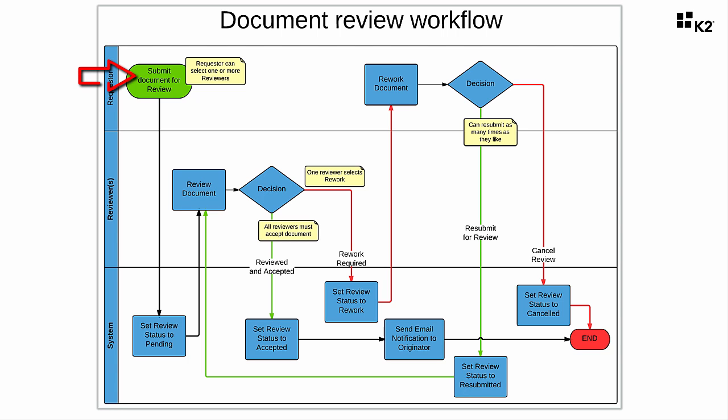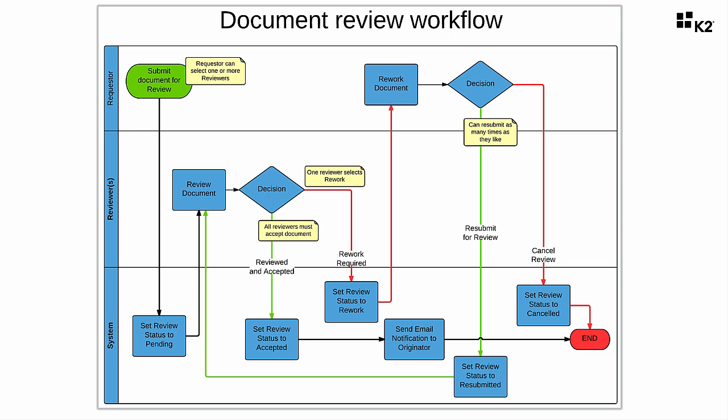Consequently, documents may need to go through several review cycles before they are submitted for approval and publishing. The review workflow will allow the requester to submit the document for review to one or more reviewers. Upon doing this, the system will update the document status to indicate that reviews are pending. A review document task will be delivered to all reviewers assigned to review the document by the requester, with two possible outcomes for this task. If all the reviewers accept the document, the system will set the document status to reviews accepted, email the originator to let them know that their document was accepted, and then end the workflow.